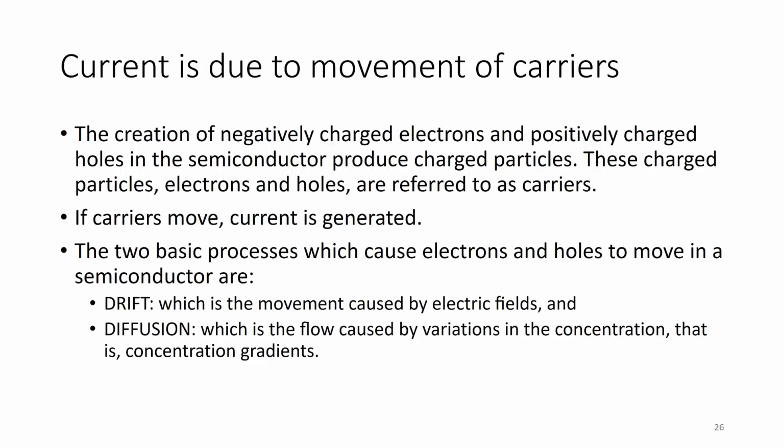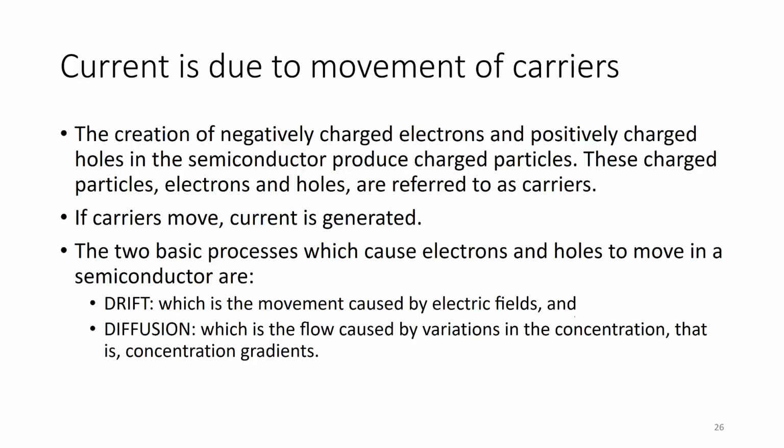Current is due to movement of carriers. When an electron becomes a carrier and an associated hole is formed, it has not yet generated current. It is only when the carriers move, when there is a resultant motion of the carriers, that it becomes current. The creation of negatively charged electrons and positively charged holes produces charged particles, but charged particles are not yet current. These charged particles, electrons and holes, are referred to as carriers. If carriers move, current is generated.